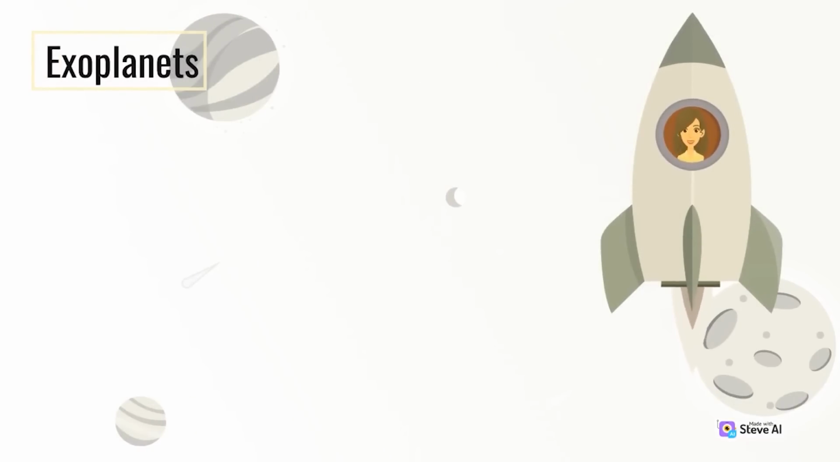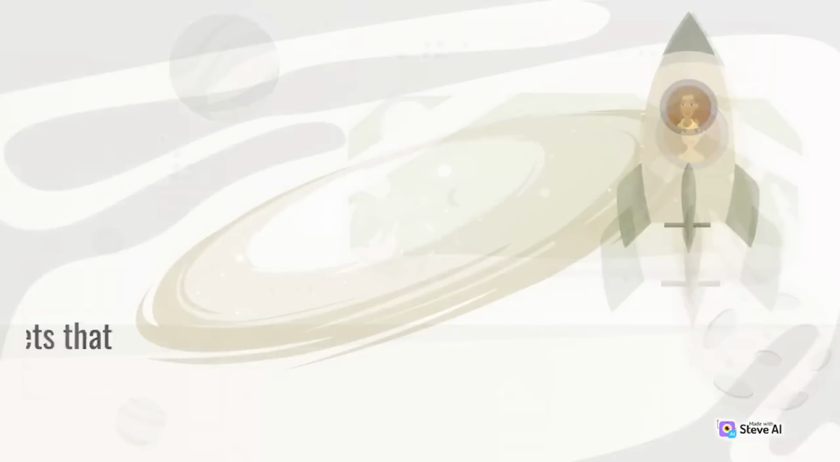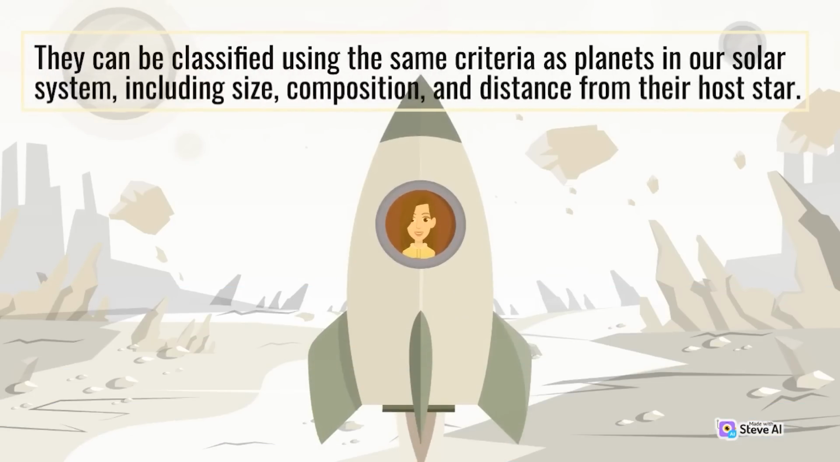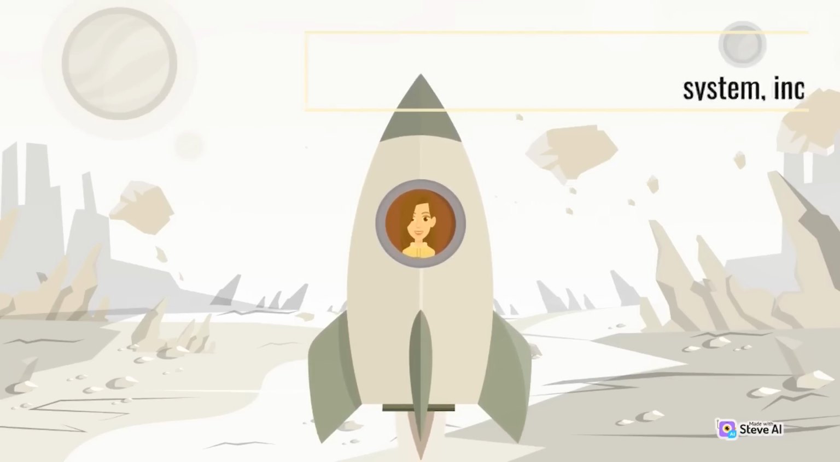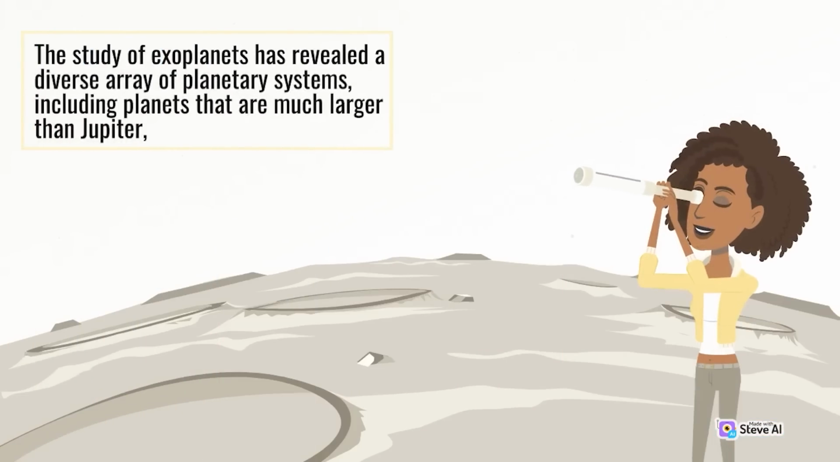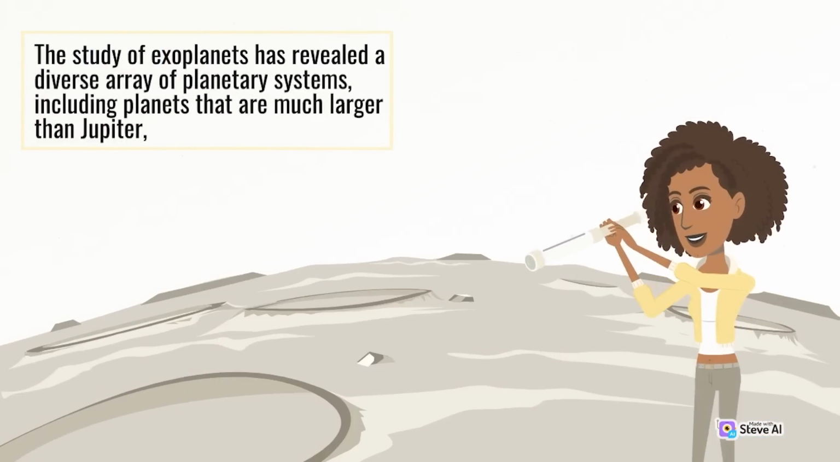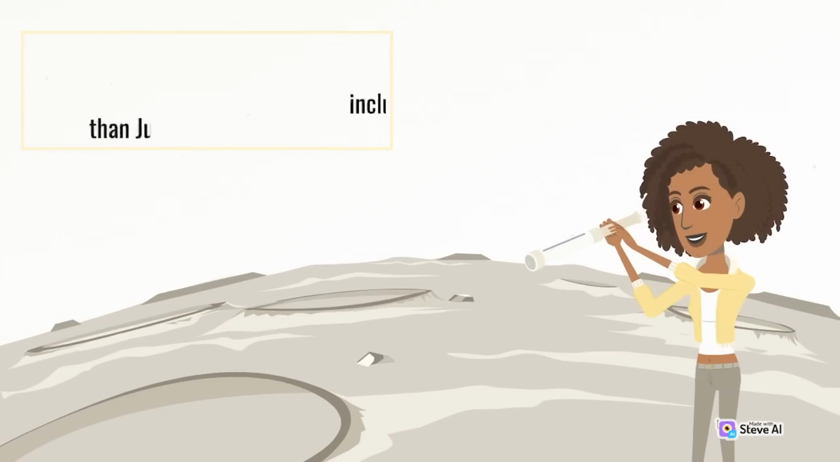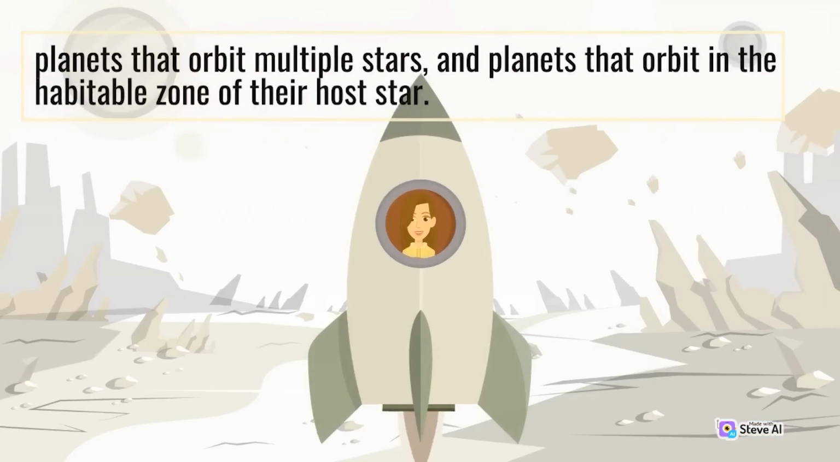Exoplanets. Exoplanets are planets that orbit stars other than the Sun. They can be classified using the same criteria as planets in our solar system, including size, composition, and distance from their host star. The study of exoplanets has revealed a diverse array of planetary systems, including planets that are much larger than Jupiter, planets that orbit multiple stars, and planets that orbit in the habitable zone of their host star.